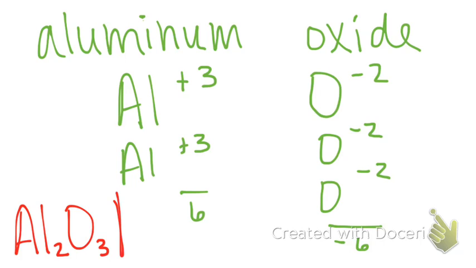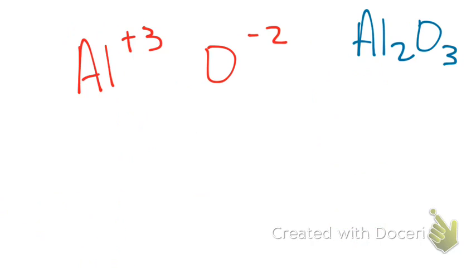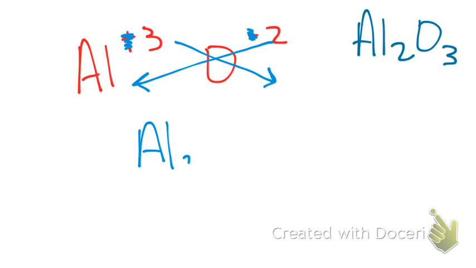Why on the one above it? What we do now to shorten this or make it a little bit quicker is something called the crisscross method. In this, we ignore the plus minus, and we crisscross these charges into subscripts. And so now it becomes Al2O3.